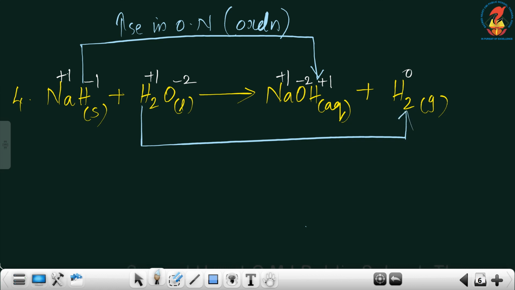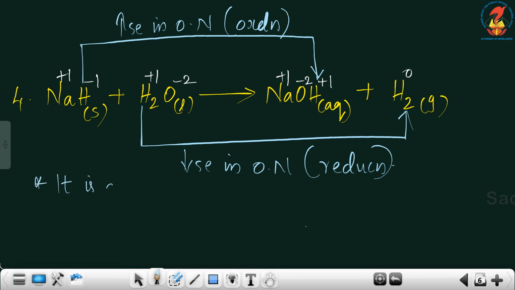What about the hydrogen which is in the +1 oxidation state? The change in oxidation number is +1 to 0. So what is the change? There is a decrease in oxidation number, or it is undergoing reduction. So since there is oxidation and reduction taking place simultaneously, we can say that it is a redox reaction.